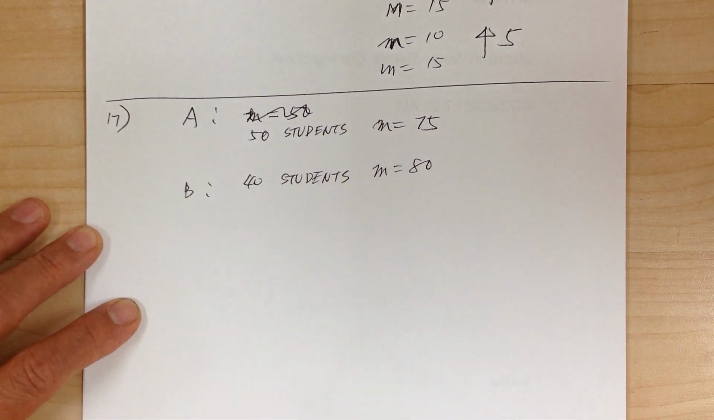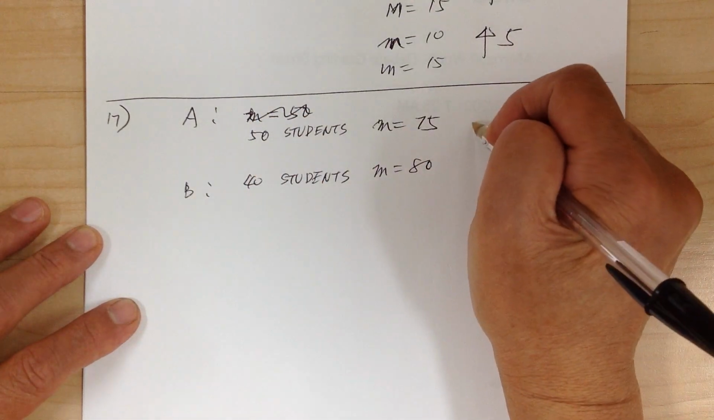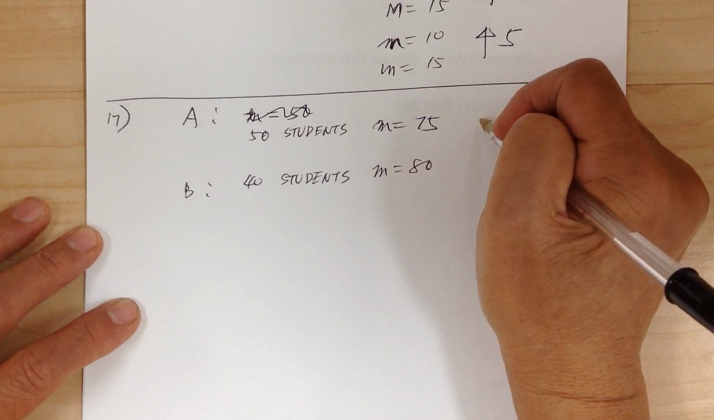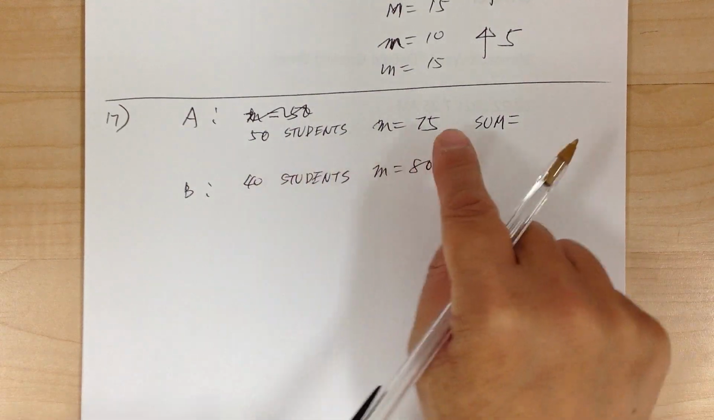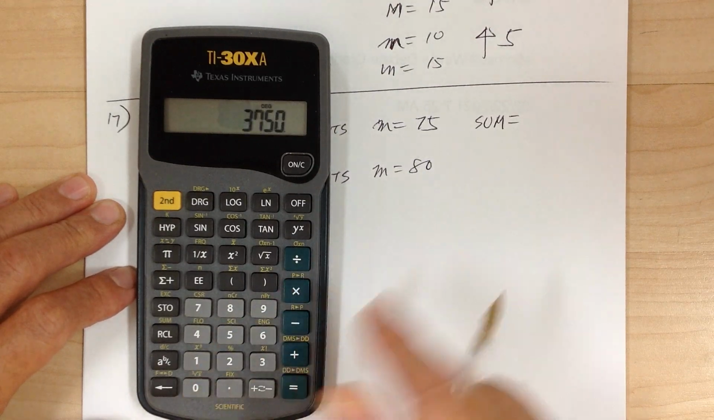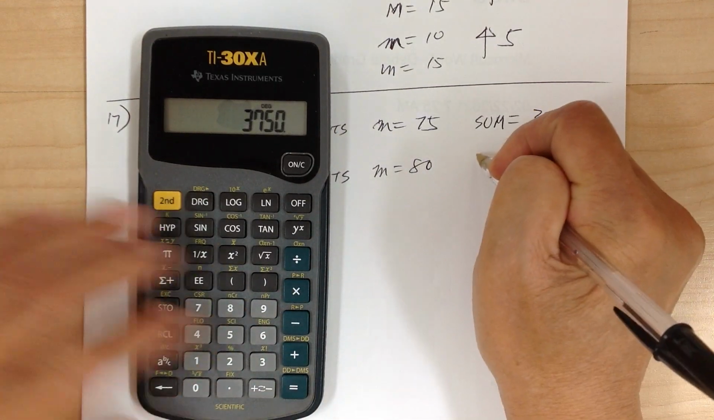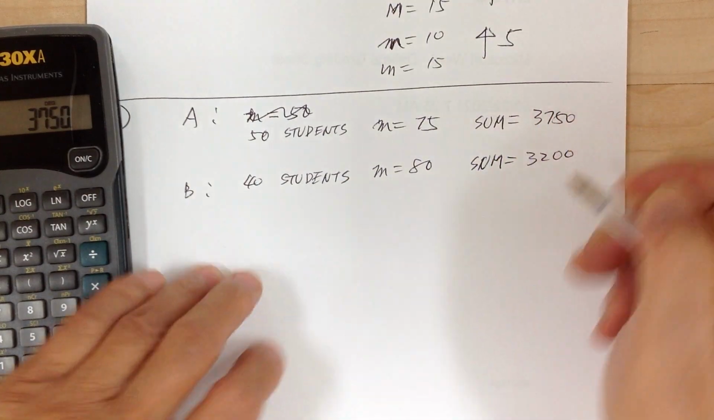Now, remember the definition of the mean, or the average: you add the total scores and divide by the total number of entries. So we have to find the total score of every school first. For school A, there are 50 students and each one averages 75, so you just multiply. 75 times 50 gives you 3750. And for school B, the sum will equal 3200.